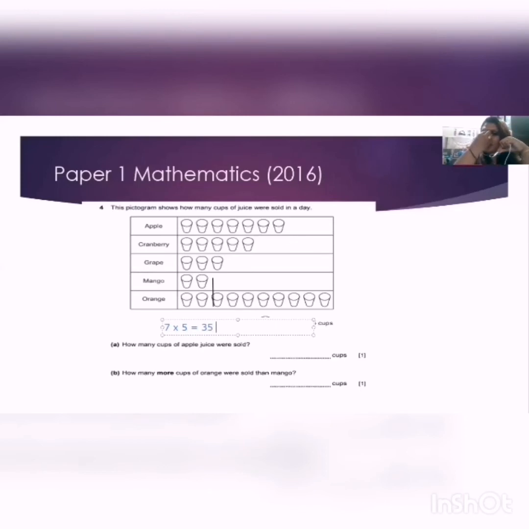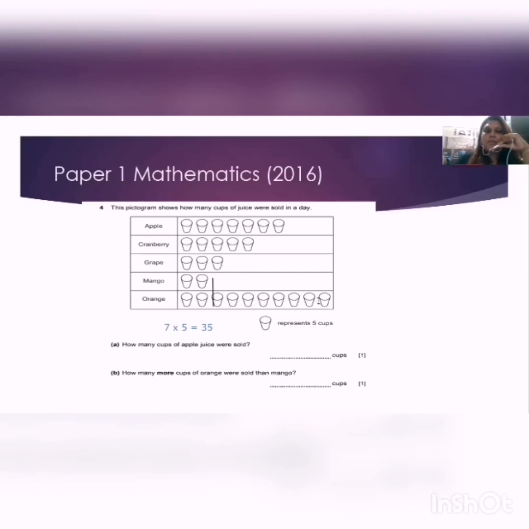Okay, now let's look at B. How many more cups of orange were sold than mango? They want to know how many more cups of orange were sold than mango. For mango we have 2 cups here. For orange we have 1, 2, 3, 4, 5, 6, 7, 8, 9, 10.